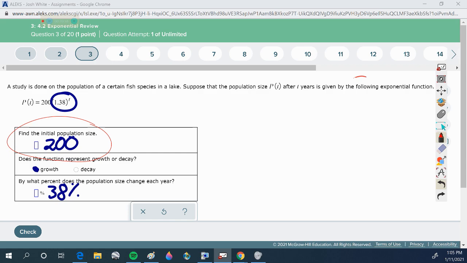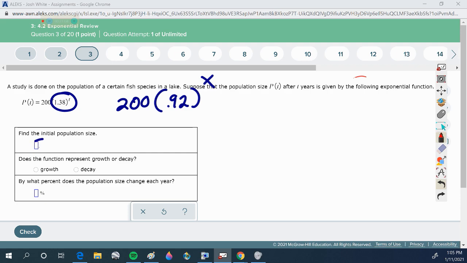Okay. What if I had this? The initial population is still 200. Is that growth or decay? Decay. How fast is it decaying? 8%. So if you get to keep 92%, that means you lost 8%.